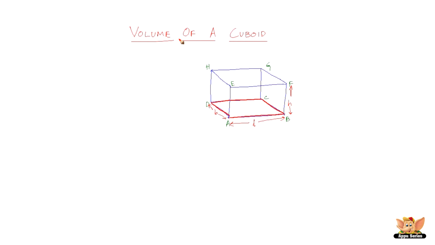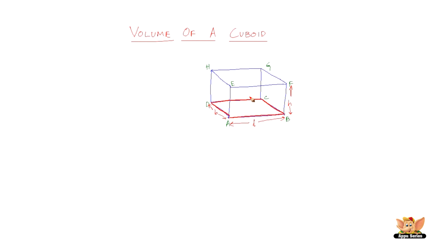But then when we speak about volume, we have another dimension that comes into the picture. That is the height. So now, first of all, the volume is nothing but the space the whole cuboid occupies. The whole cuboid occupies not only the base A, B, C, D, but the whole cuboid. The kind of space that it occupies is the volume of a cuboid.